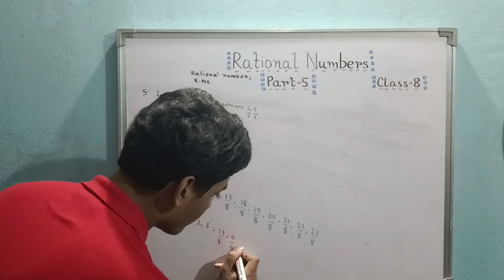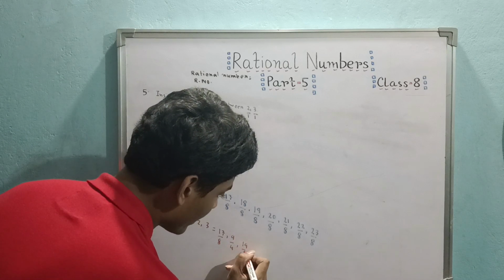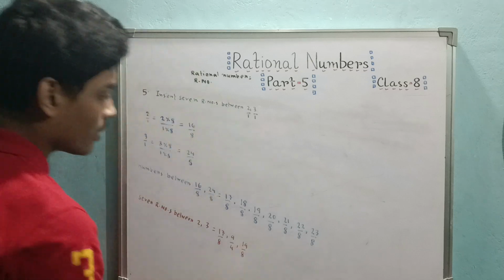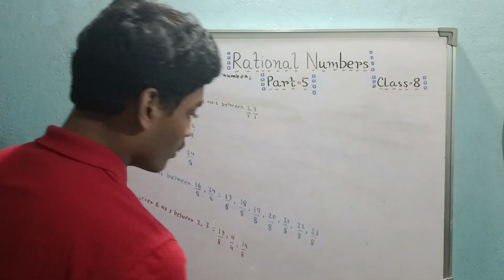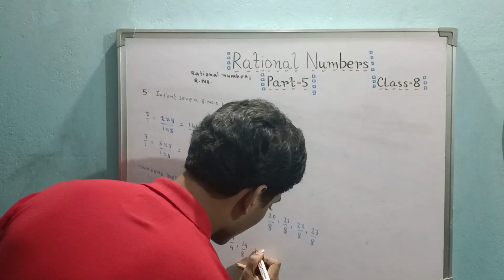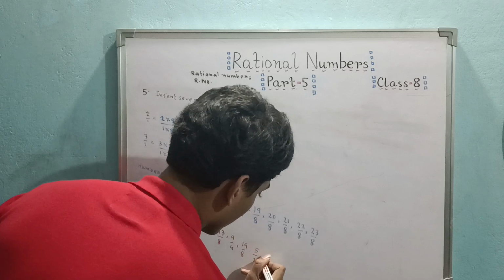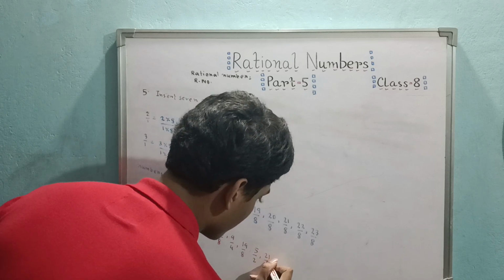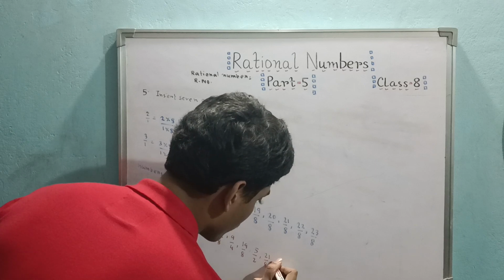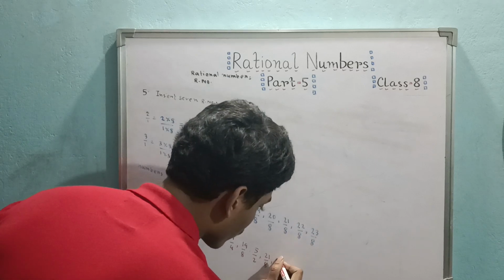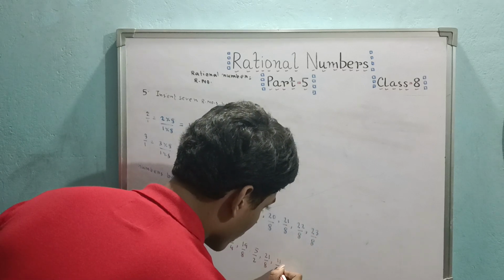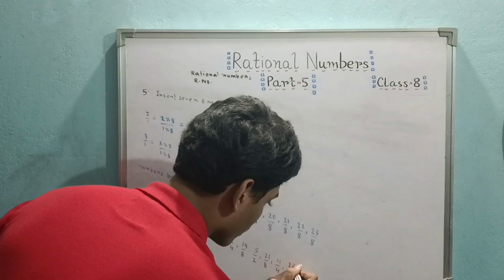Then 19 by 8 can't be simplified. 20 by 8 can be simplified by dividing the numerator and denominator by 4. 20 by 4 it is 5, 8 by 4 it is 2. 21 by 8 can't be simplified. 22 by 8, divide each of them by 2, so 11 by 4. And 23 by 8 can't be simplified.